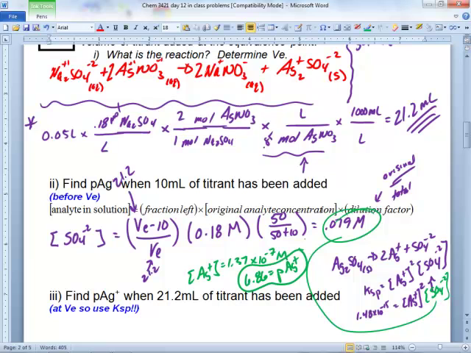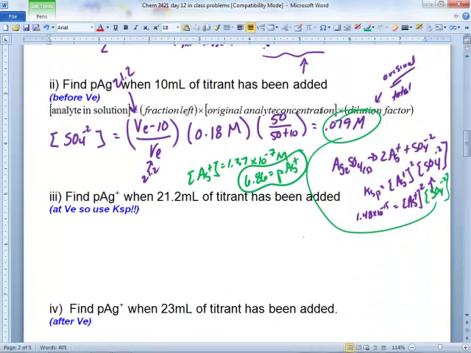That makes sense? So when you're before VE, this is the relationship you just got to remember. You get the concentration of what's in the beaker, what's left, by taking the fraction left, which is VE minus the amount you've added, divided by VE, times the original concentration, but then times the dilution factor, because you're diluting the stuff by adding titrant. And that's always the original over the total. Then whatever you get, plug it into the KSP expression, because that's the only source of the silver.